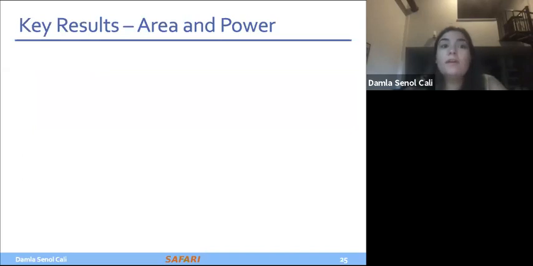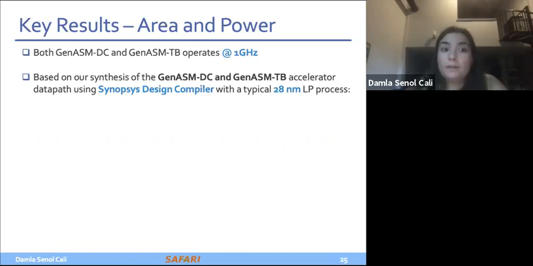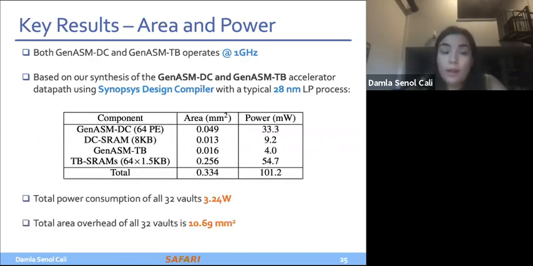When we look at the area and power results of GenASM, when both accelerators operate at 1 gigahertz and we synthesize our accelerators using Synopsys Design Compiler, we obtain that the total power consumption for all 32 vaults, which means 32 accelerators along with their associated SRAMs, is 3.24 watts, and the area overhead, again for all 32 vaults, is 10.69 square millimeters.